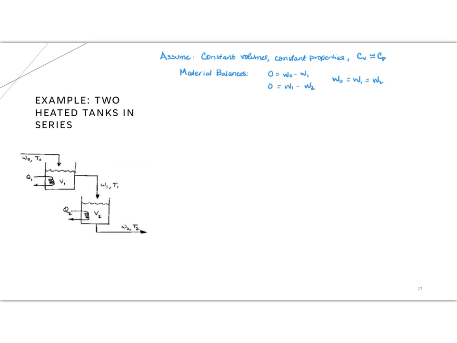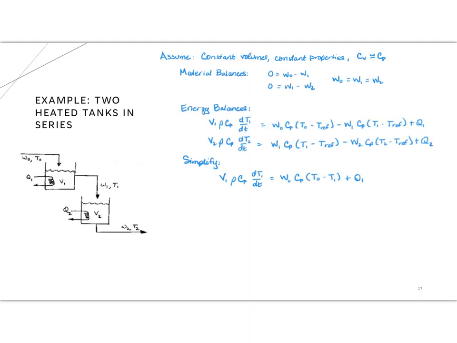Now, add in the fact that all of those flow rates are going to be the same if the volumes are constant. And then you can do things like eliminate the T reference, those will subtract out. And we get a simplified expression. In the simplified version, the left-hand side remains the same. The right-hand side is now the flow rate, W0 or W1, W2, they're all the same, right? Times CP times the difference in temperature, T0 minus T1 for tank 1 and T1 minus T2 for tank 2, and then add in the heat transfer rate, Q1 for tank 1, Q2 for tank 2.